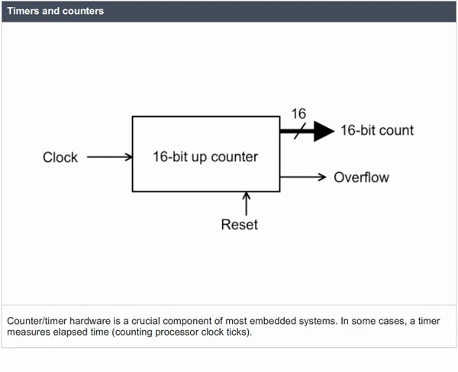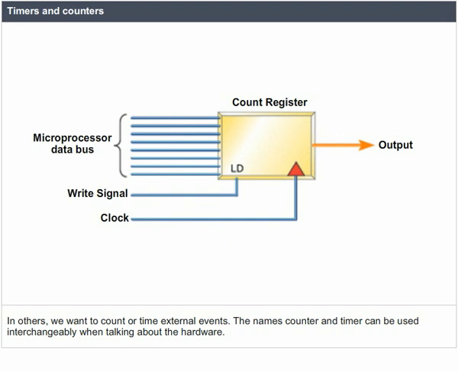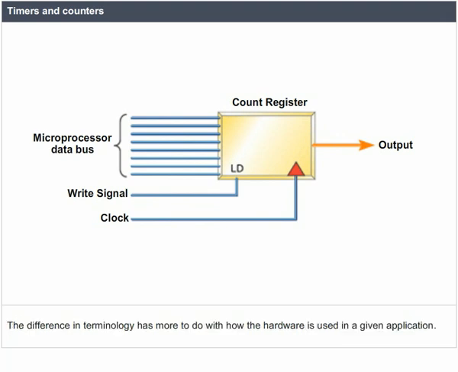Counter timer hardware is a crucial component of most embedded systems. In some cases, a timer measures elapsed time, counting processor clock ticks. In others, we want to count or time external events. The names counter and timer can be used interchangeably when talking about the hardware. The difference in terminology has more to do with how the hardware is used in a given application.